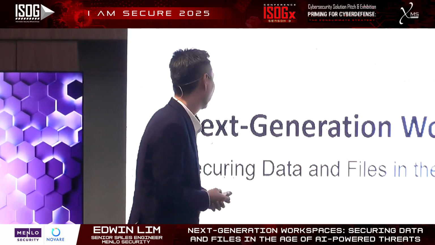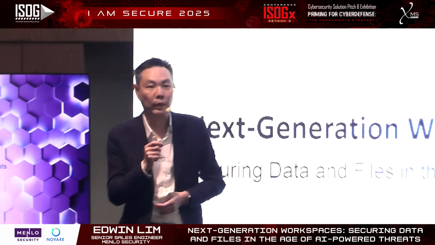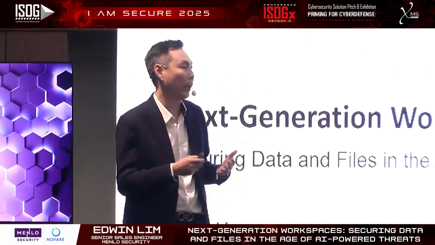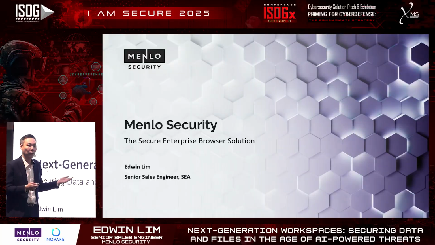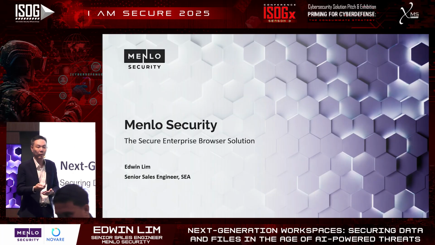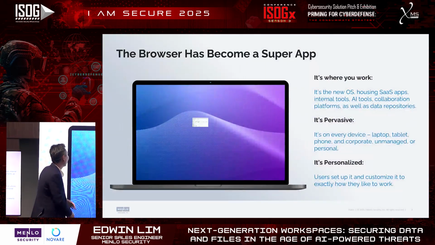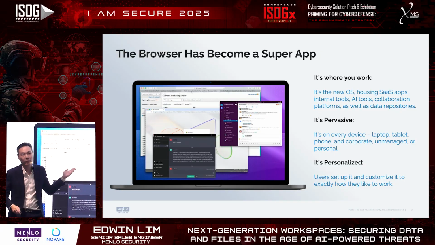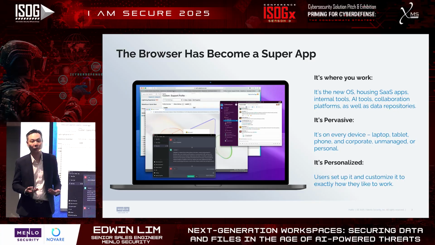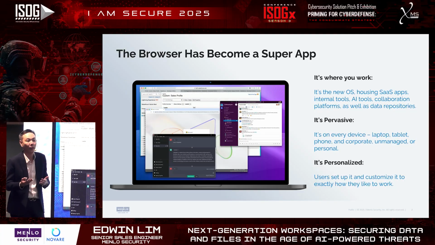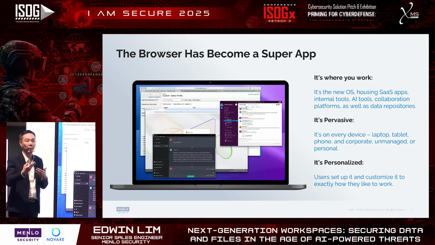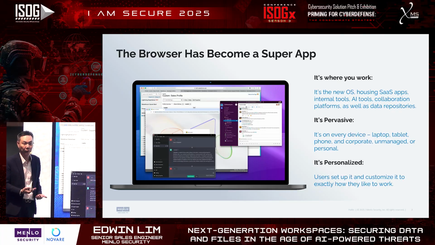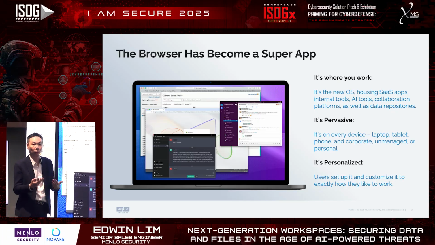Today I will discuss a bit on how you can secure your data and files in this AI age of threats coming from AI, right? I believe everyone uses a browser to work nowadays. A lot of super apps have already turned into web accessible applications. That's how we work today.